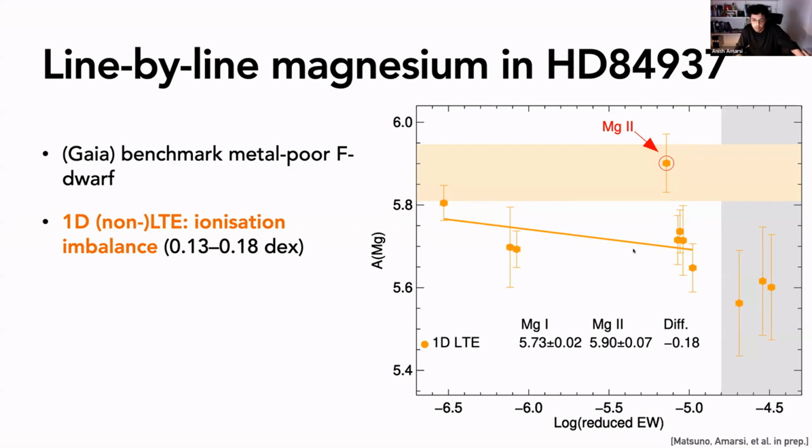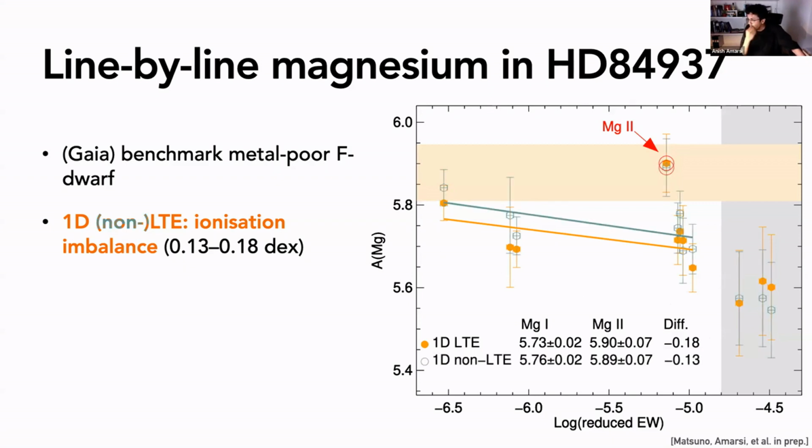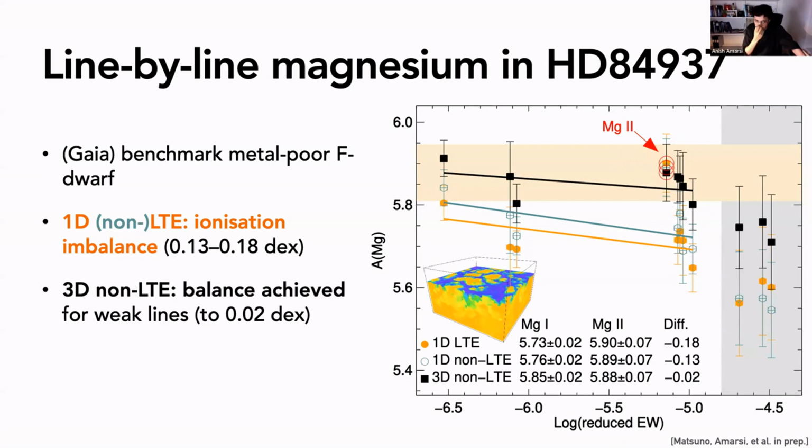For context, that is much larger than the dispersion that we were talking about in the previous plot. And even if you still do an analysis in 1D, but you go to non-LTE, that makes things slightly better. The abundances from neutral magnesium go up a little bit, and that from ionized magnesium goes down slightly. But there's still a significant imbalance. Really, one needs to go, in this case, to full 3D non-LTE to get ionization balance approximately.